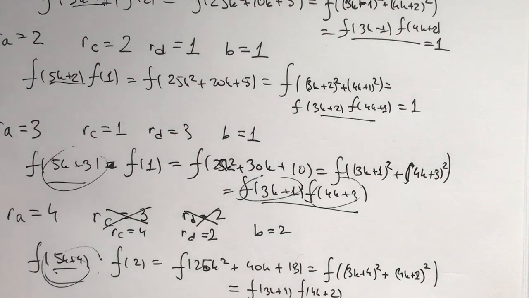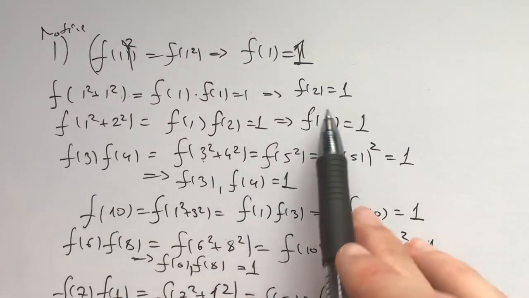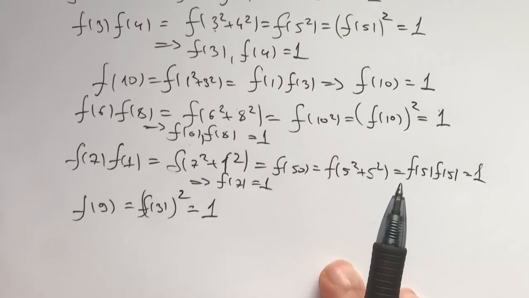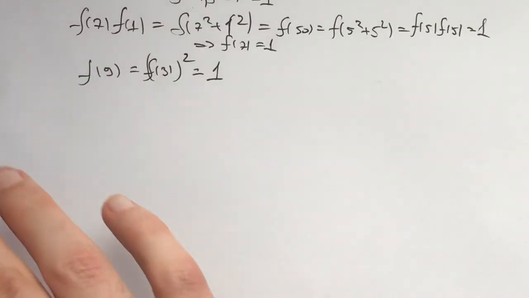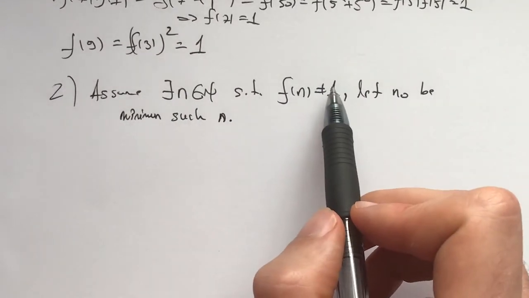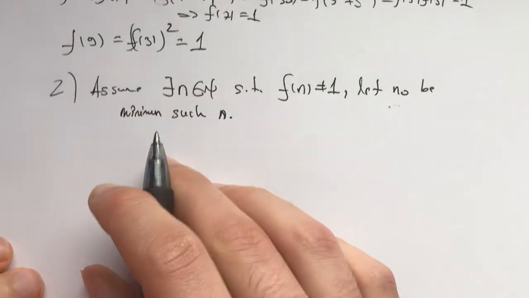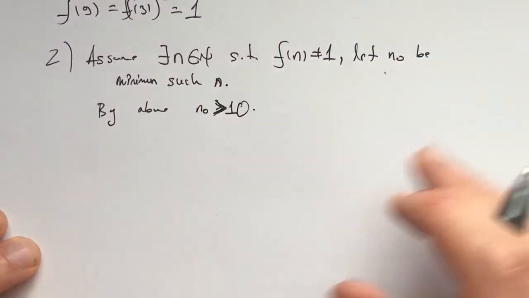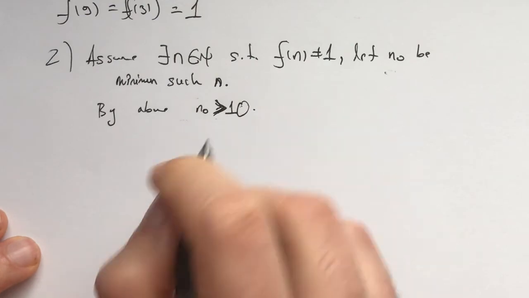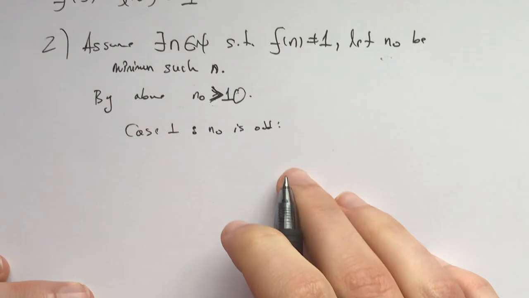Here's my solution write-up. So we first say notice f of 1, 2, 3, 4, 5, 6, 7, 8, 9, 10 are all 1. And then from here we say, assume there exists a natural number such that f of n isn't equal to 1. And let n0 be the smallest such natural number. By what we found above, we know that n0 is greater than 10. And from here, we can break it down into two cases. Namely, case 1, n0 is odd.